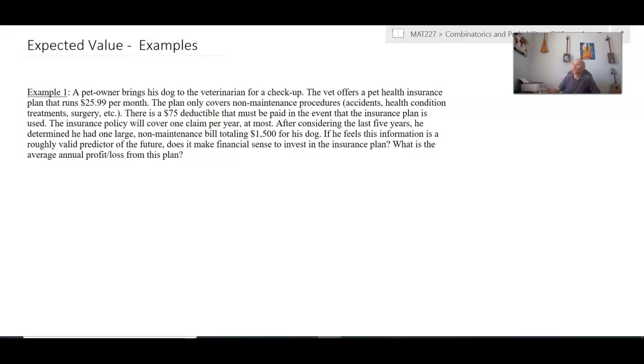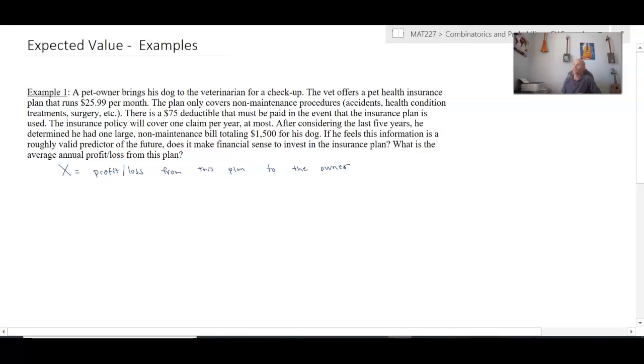Okay, so let's think about the random variable in this case. We want to know the average annual profit or loss from this plan. So let's define a random variable x. And x will be the profit or loss from this plan to the owner.